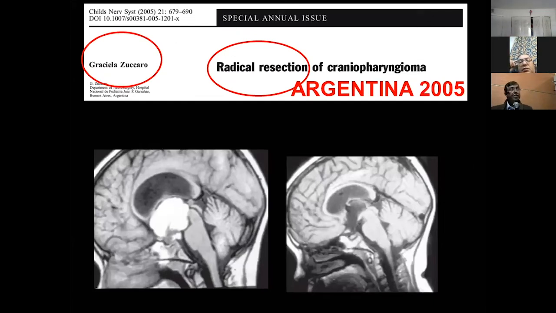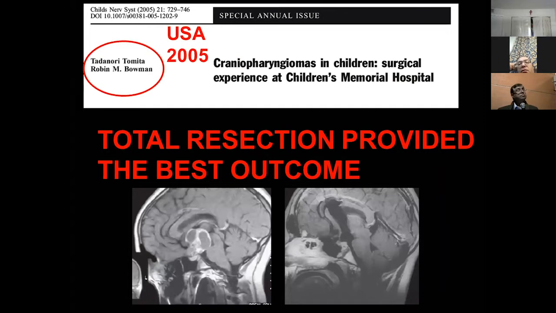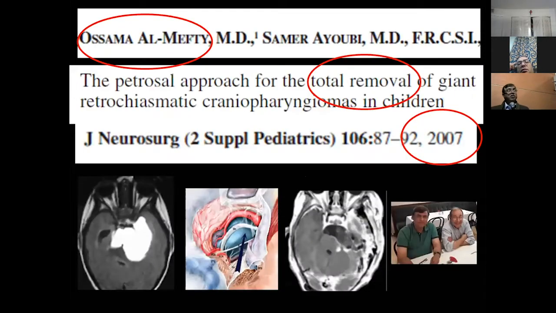Argentina, 2005, radical resection of the craniopharyngiomas. Oh, it's big, it's adherent. Nonsense. This teaching must stop. Those mediocre mentors, they should disappear from our world, telling the residents that it is impossible to remove a craniopharyngioma. USA, 2005, total resection proved the best outcome. What happened to the hypothalamus? Oh, you will damage the hypothalamus. Nonsense. You will damage the hypothalamus by giving radiation, by keeping the tumor there. Sam al-Mifti, giant of neurosurgery, Syrian living in the States, total removal, 2007. Look at this size.